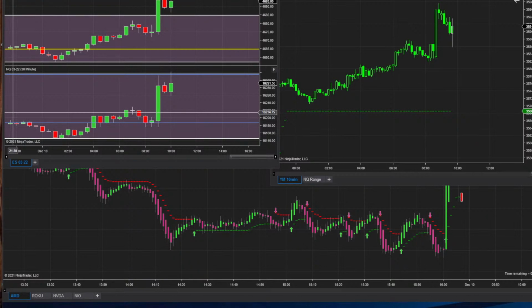All right, so NQ didn't leave the zone yet for a swing trade, so I'm just keeping my eye on that. ES, see if it comes back and touches or not. All right, that's done.